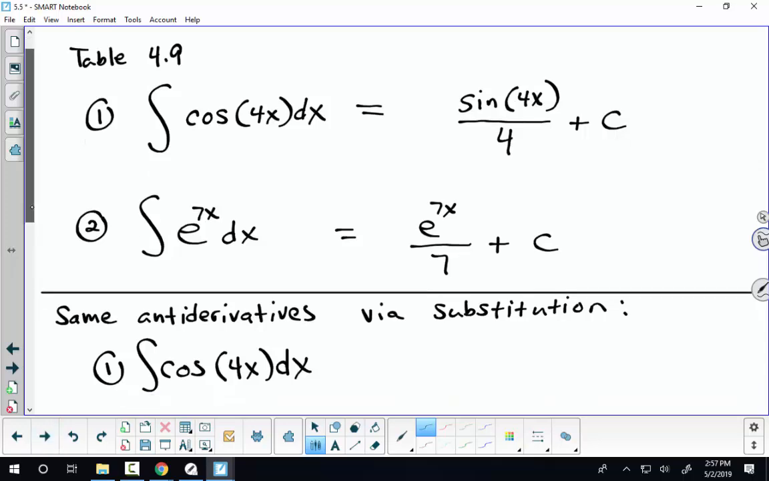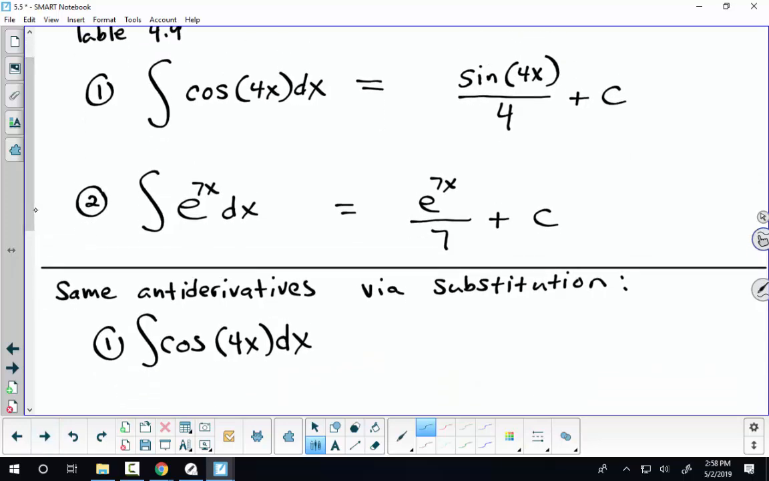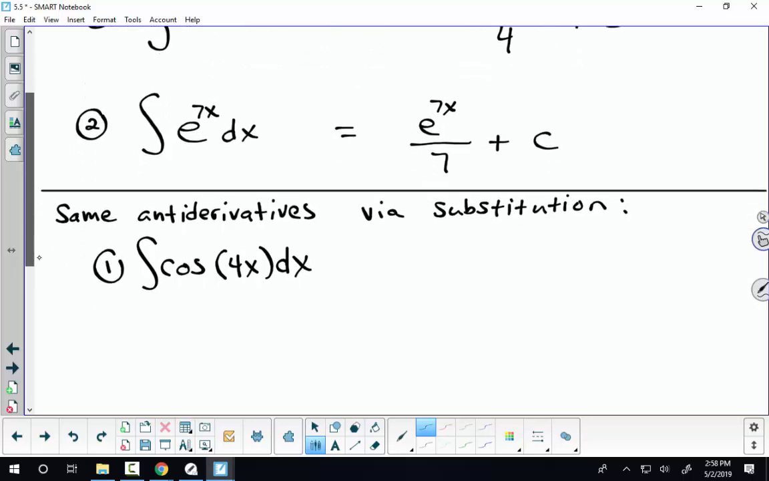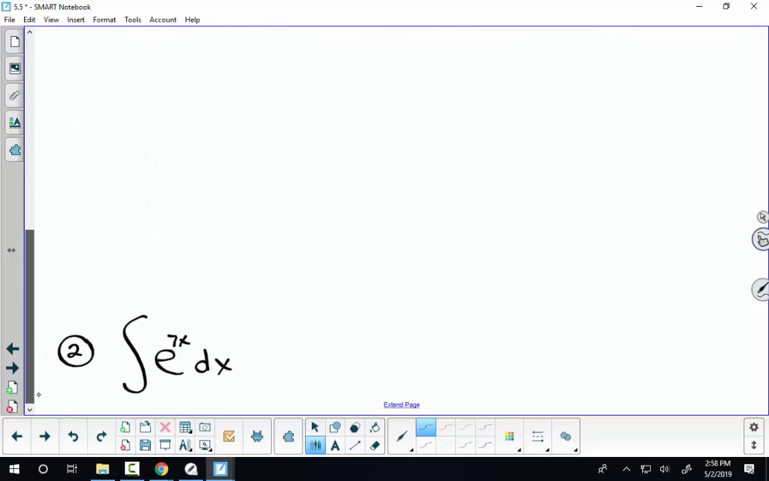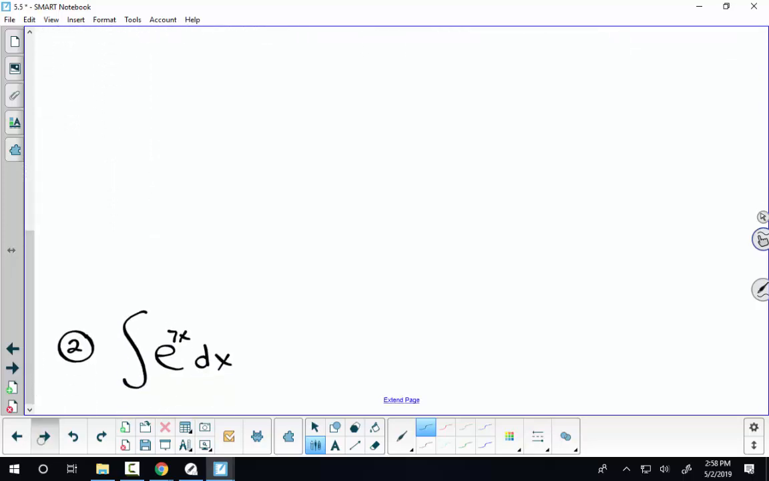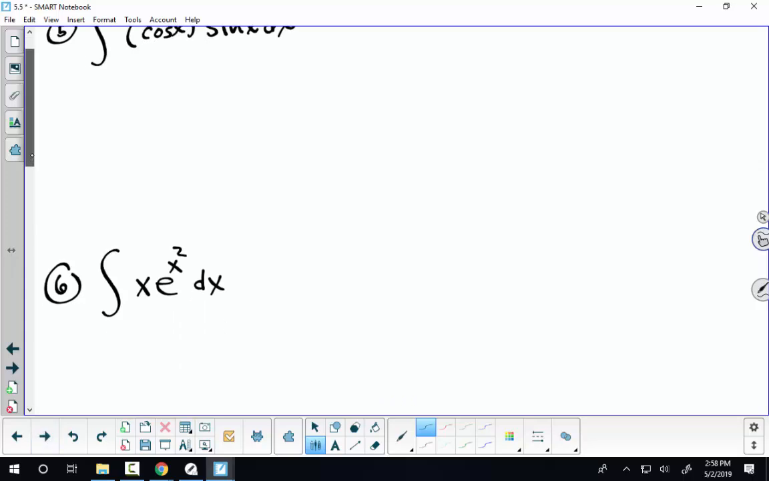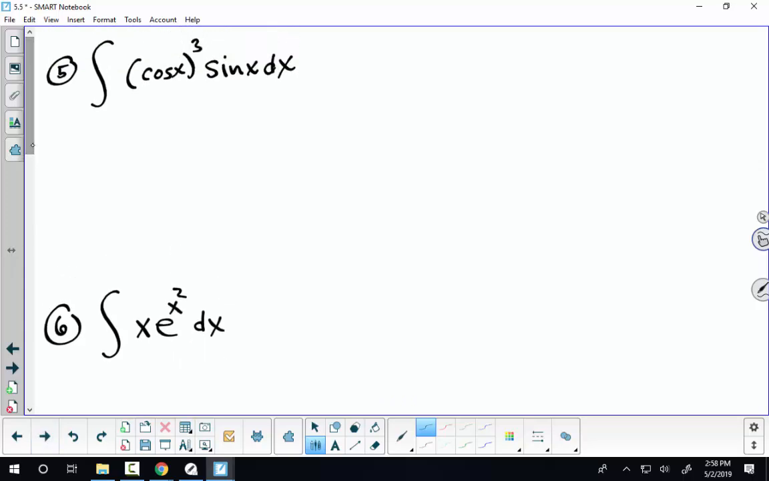Here's a couple more examples, similar to what we just did. Sorry to kind of mention that. I'll skip that. All right. So why don't you give example 5 a shot?